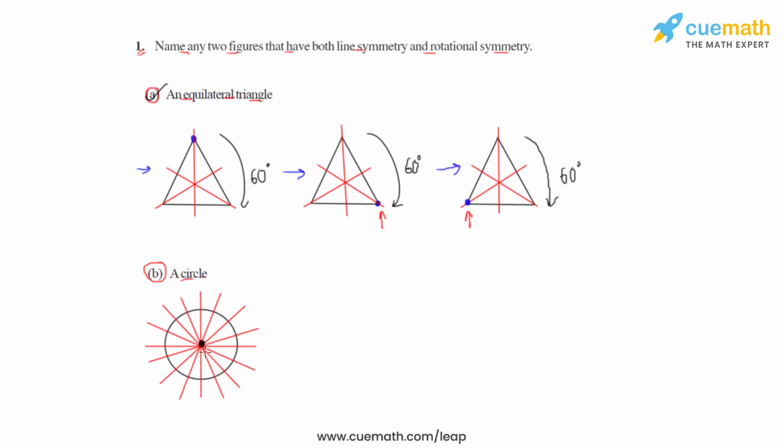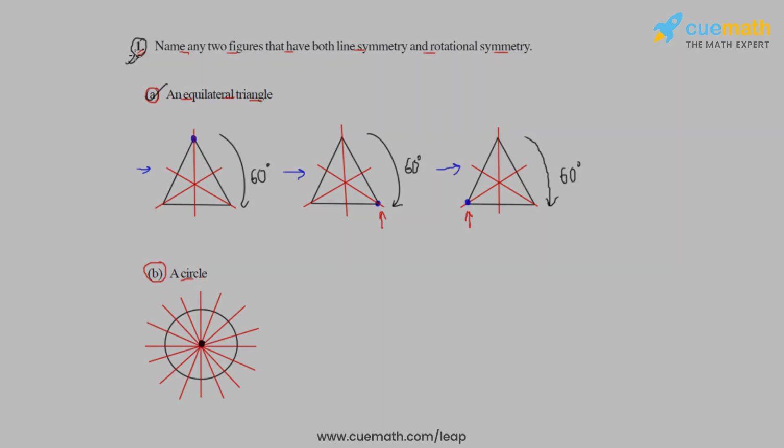So a circle is also a figure which has both line and rotational symmetry. And this is how we'll answer the first question of this exercise.